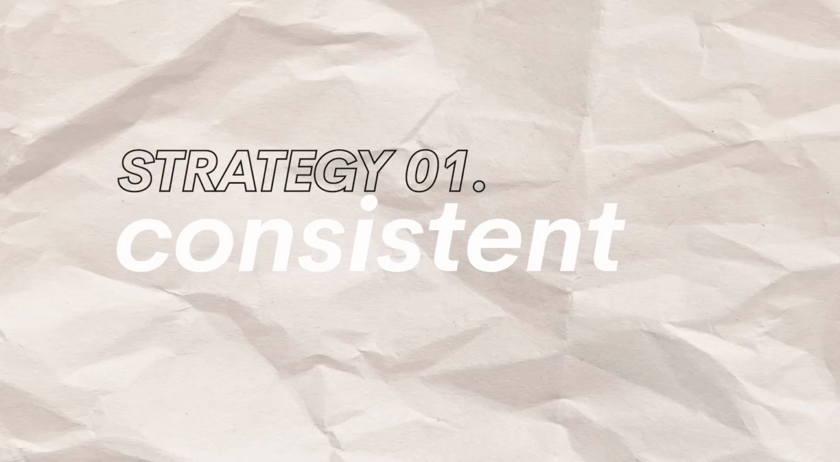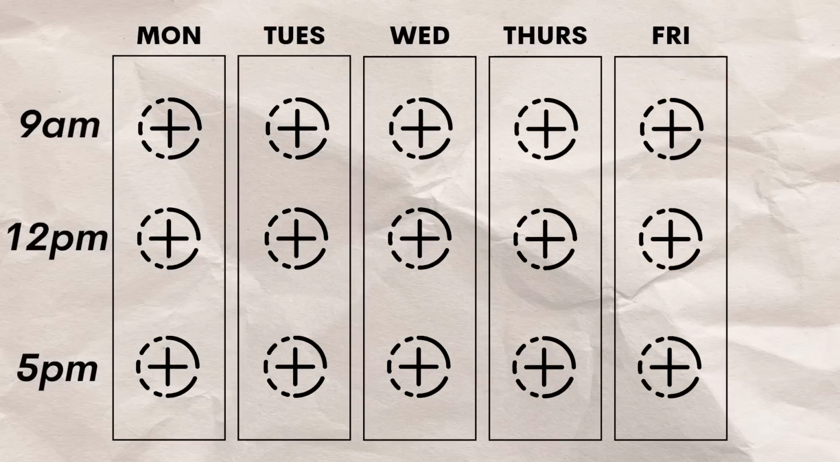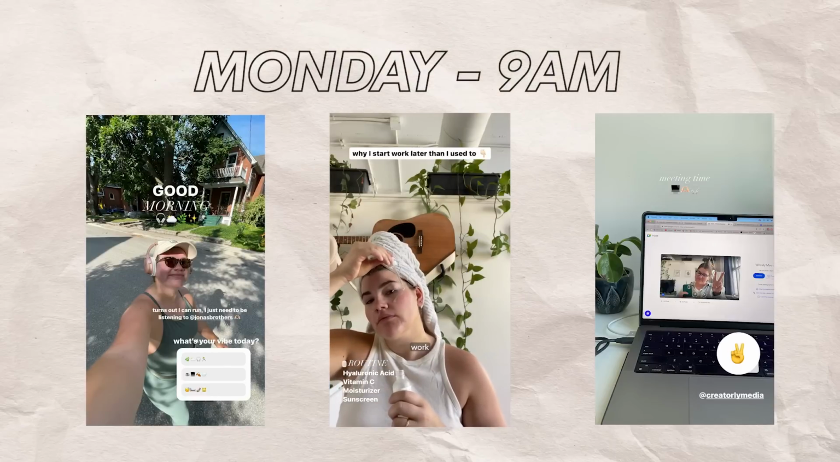First of all, strategy one, consistent. This strategy is all about frequency. So the idea is you post every weekday, 3 separate times a day, say 9 a.m., noon, and 5 p.m. And each time you post, you're posting probably 2 to 3 different frames. So say at 9 a.m., you post a selfie, a video, and a third photo. And then at noon, maybe you post 2 different videos and a photo.